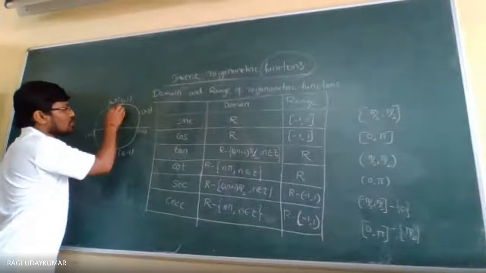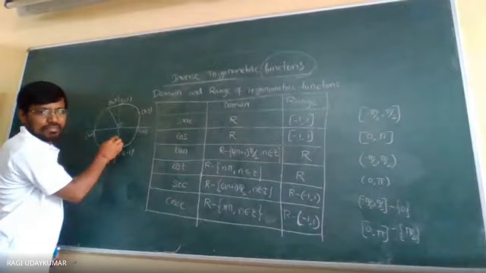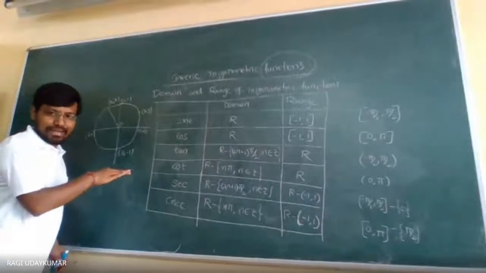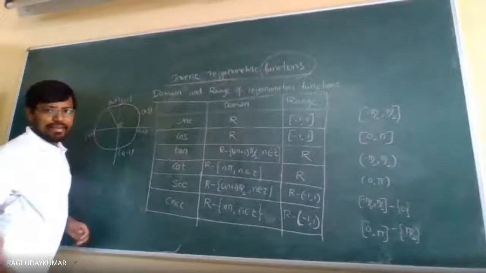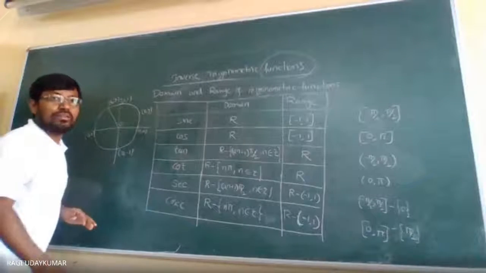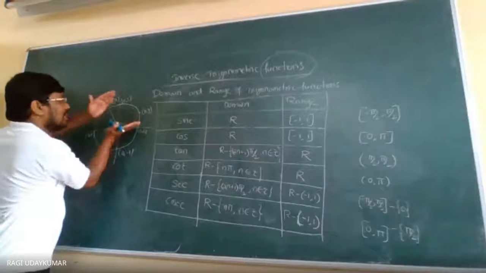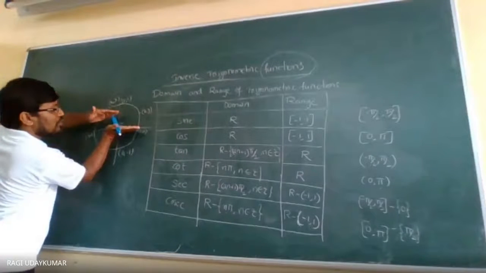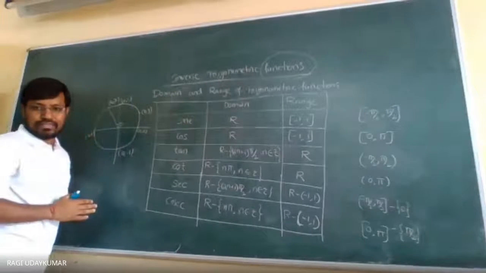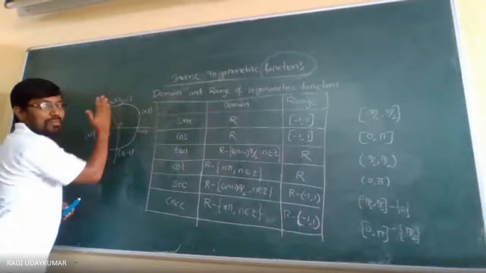And if it reaches 90 degrees, or pi by 2 radians, in the radians form we call it pi by 2 radians. So if it moves from here to here, it is 90 degrees, and 90 degrees is pi by 2 radians.